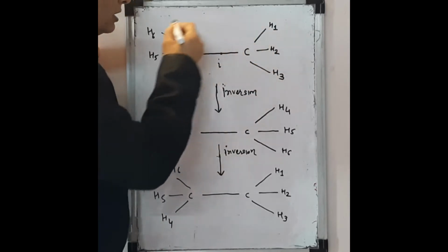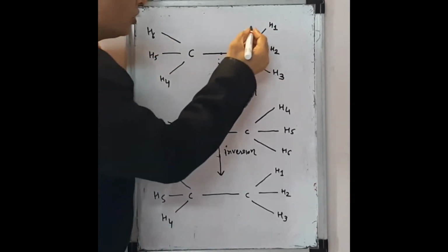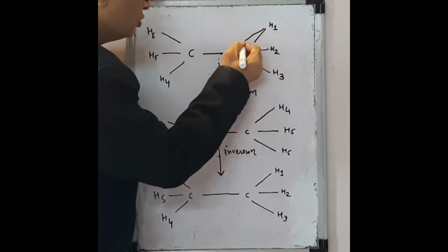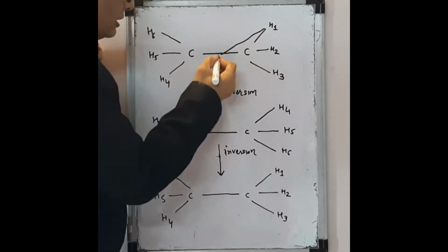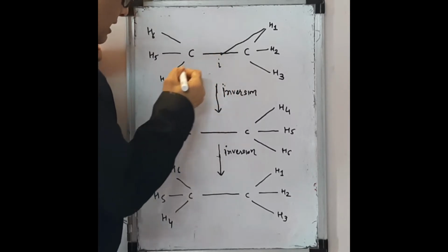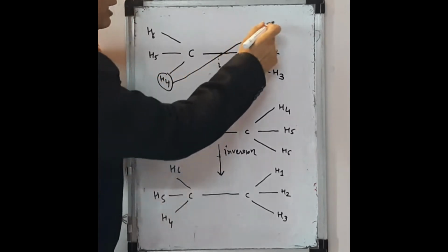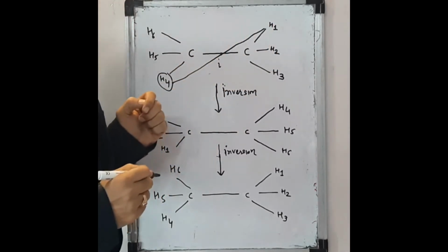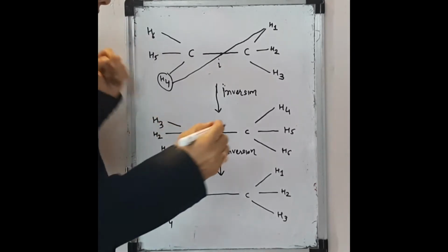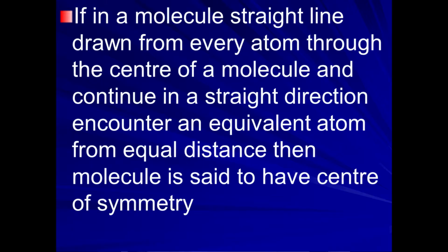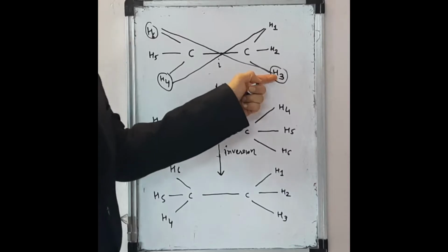Now, in this molecule of staggered ethane, if a straight line drawn from every atom through the center of the molecule and continued in the same direction encounters an equivalent atom at equal distance, then the molecule is said to have center of symmetry.